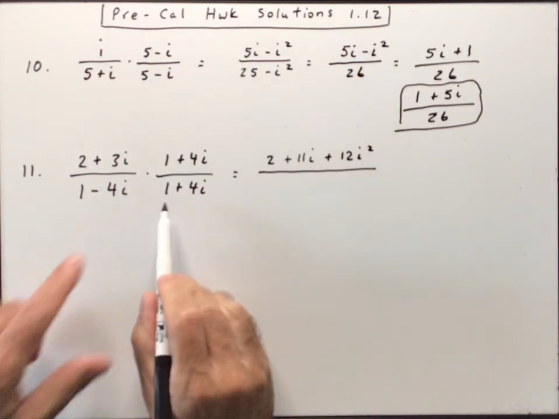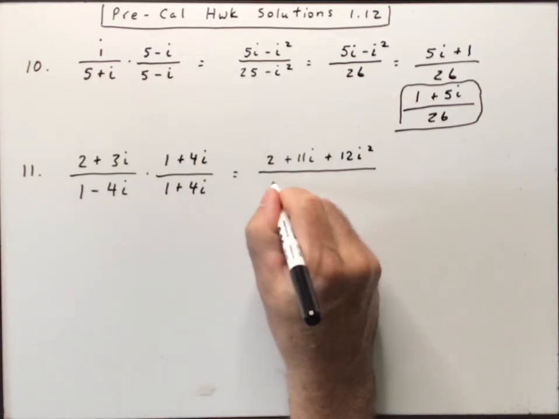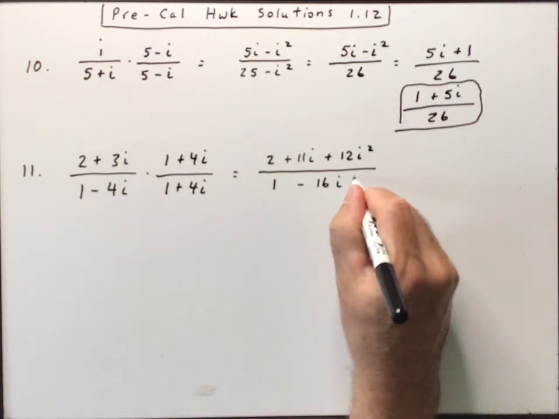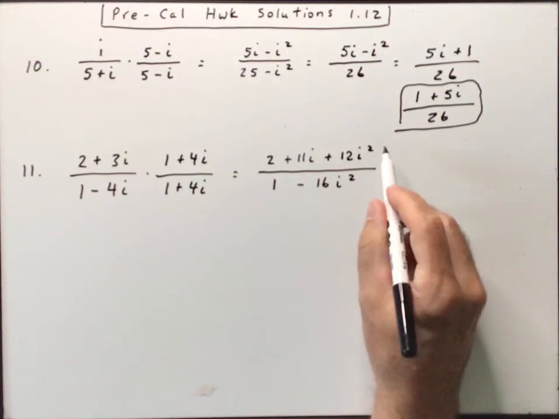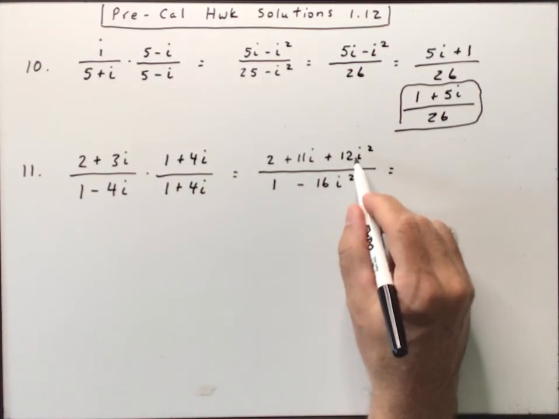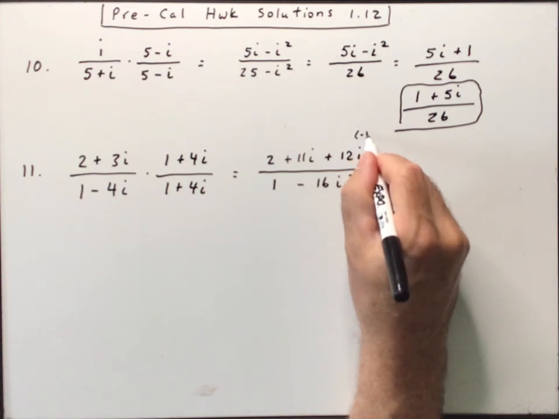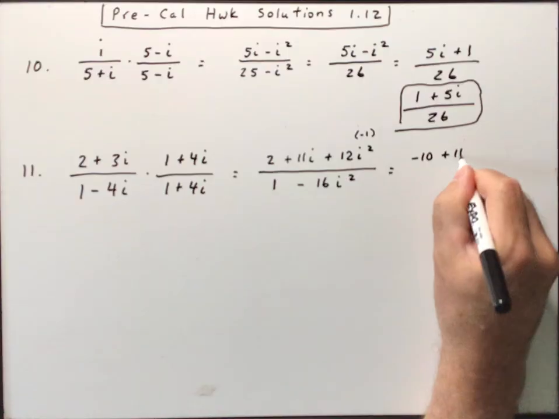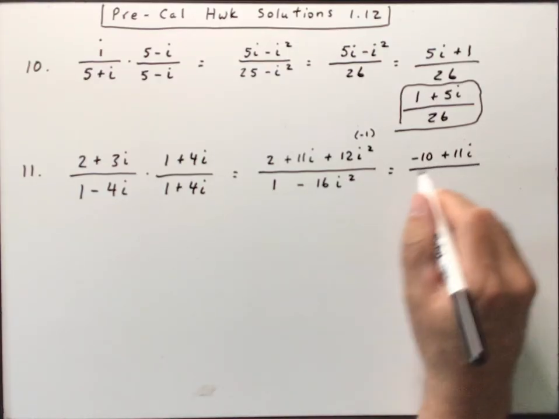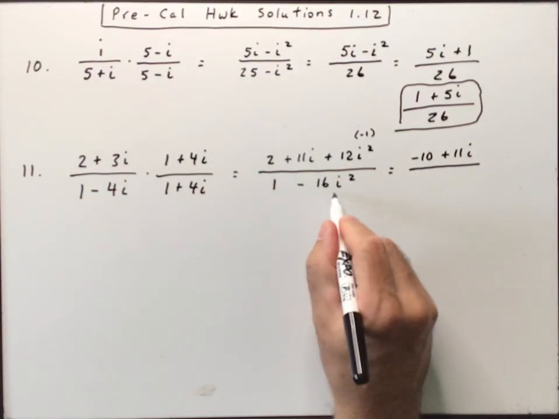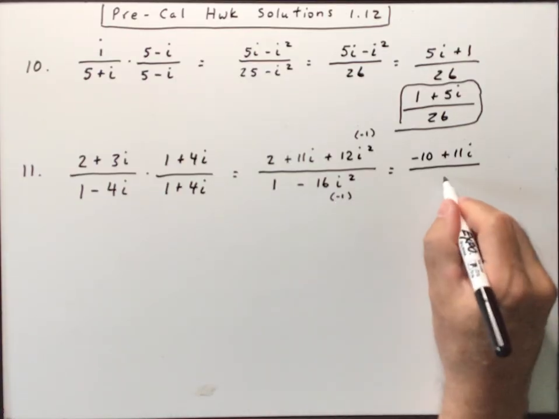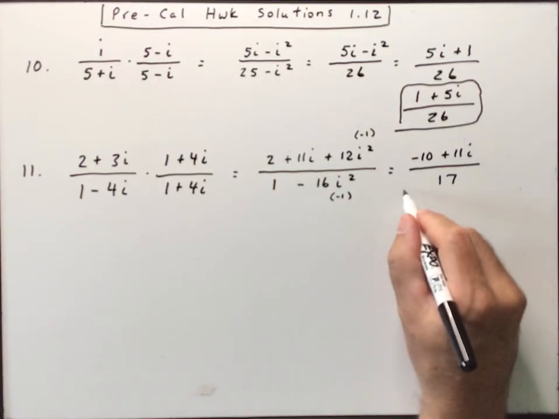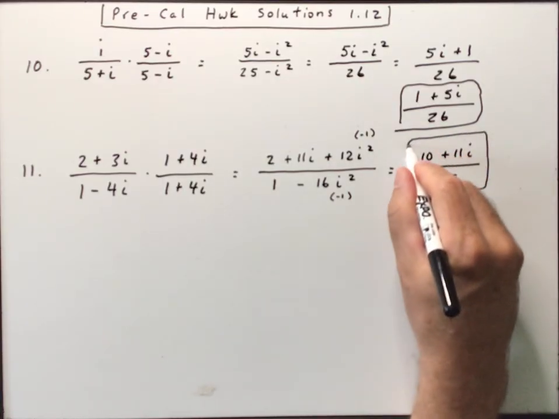And then on the bottom, the middle terms are going to cancel. That was the whole point. We've got a 1 from the front and a minus 16i squared on the bottom. So this is going to be negative 12, because i squared is just negative 1. So negative 12 plus 2 would be negative 10 plus 11i over, and of course this is negative 1 here, so over 17. Can't really simplify that any, so we're just going to go with that.